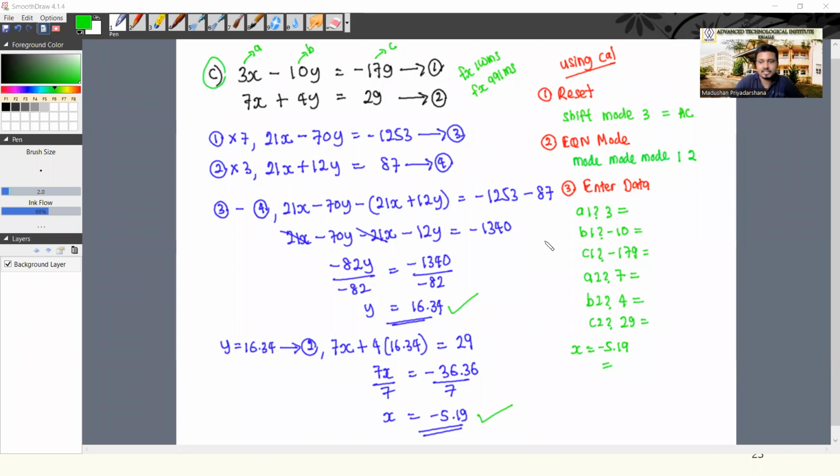Yes, the answer is here. What you need to do? You need to reset. Press Shift Mode 3 equal AC. Then you will get back to the original screen.